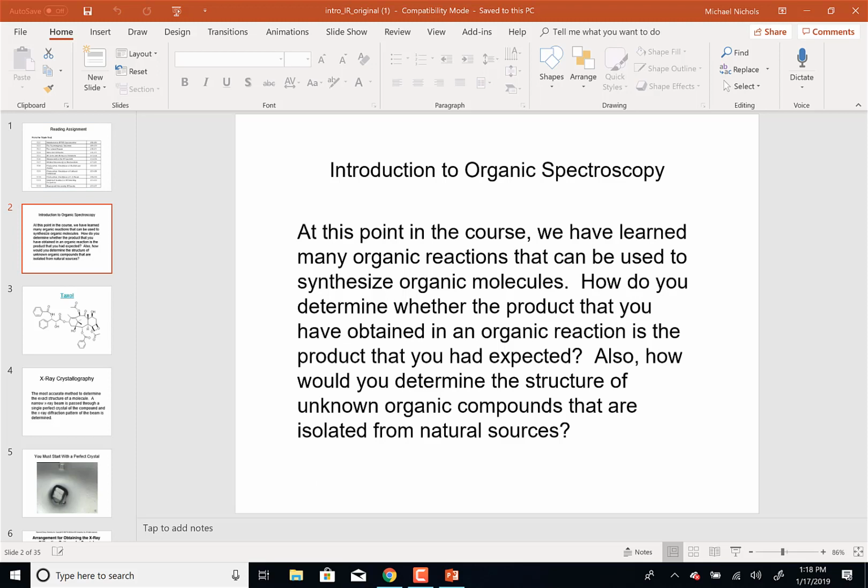So, all right, what is organic spectroscopy? Organic spectroscopy is a way to determine the structures of molecules, and also we're going to determine purities of organic molecules. So that is the important aspect of this.